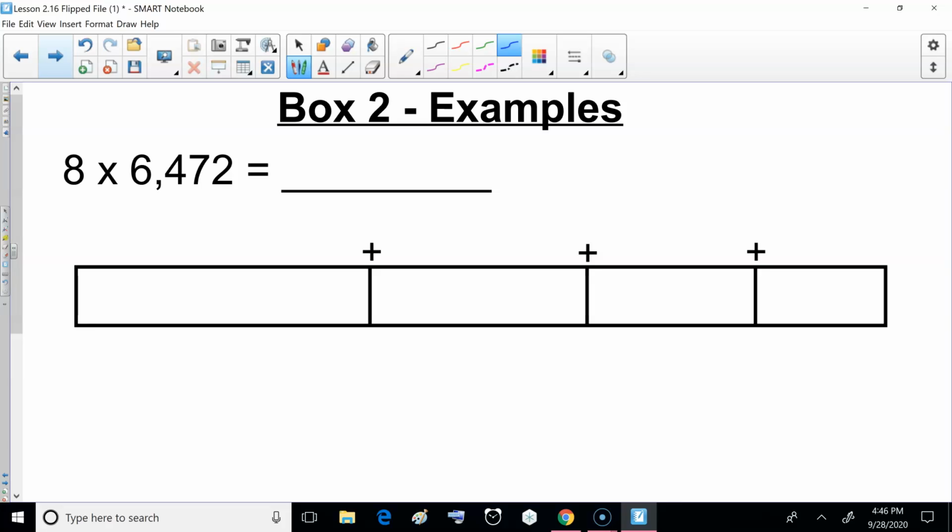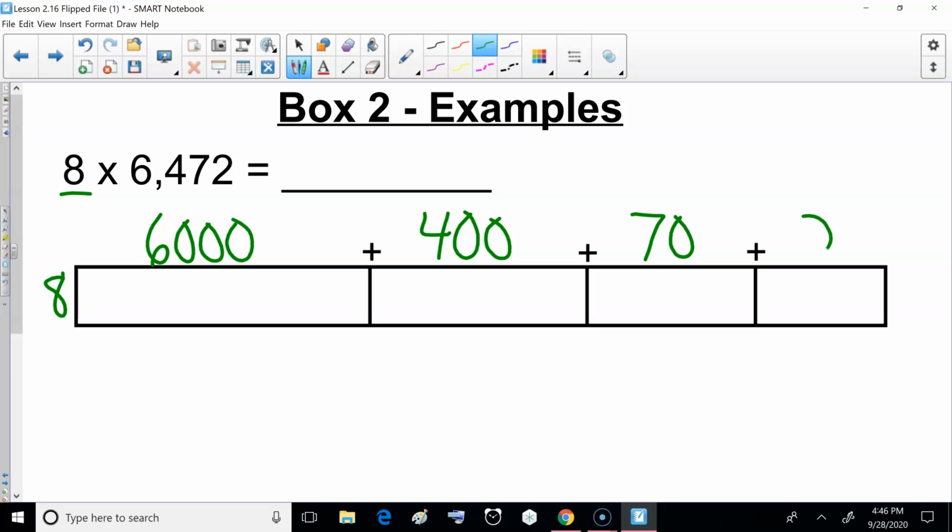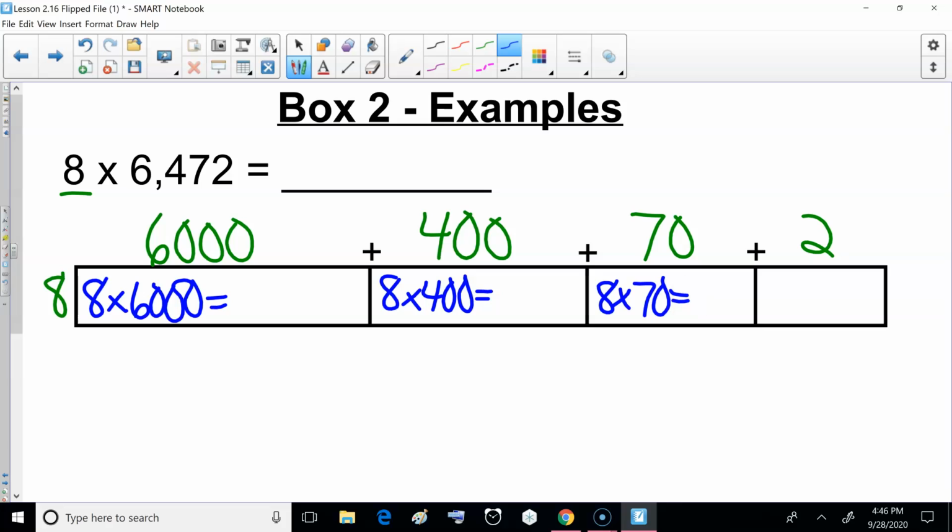And here's another example. Notice we take fewer and fewer parts each time, so we have to start putting more and more parts in. We have the number 8, and since it's a single digit, it goes on our one row. Then we break up our number: we have 6,000 because it's in the thousands place, our 4 is in the hundreds so we have 400, our 7 is in the tens so we have 70, and our 2 is in the ones. Now we multiply across: 8 times 6,000, 8 times 400, 8 times 70, and 8 times 2.